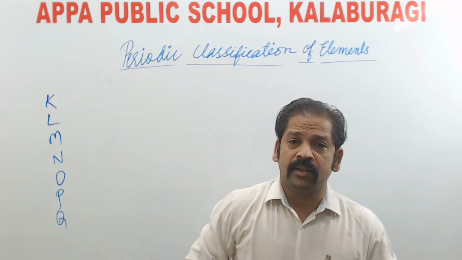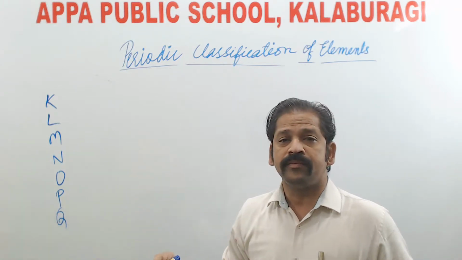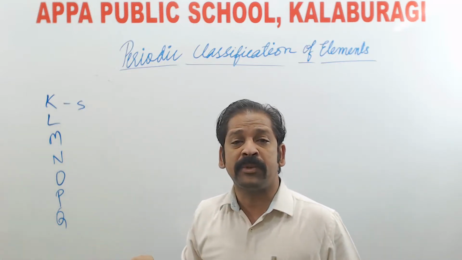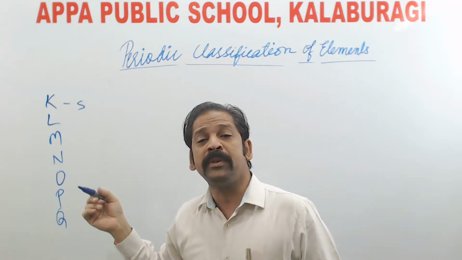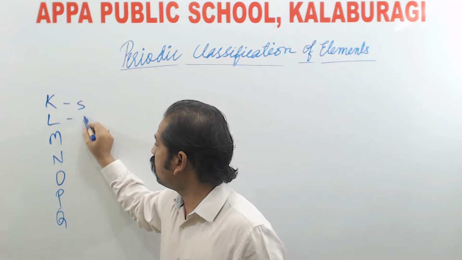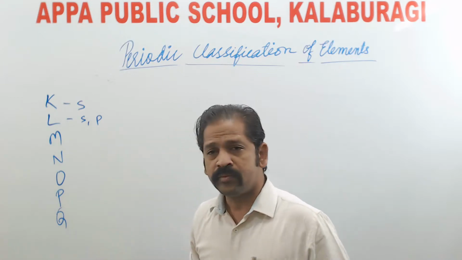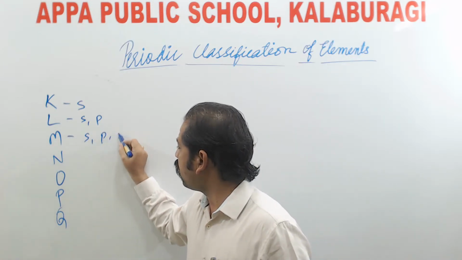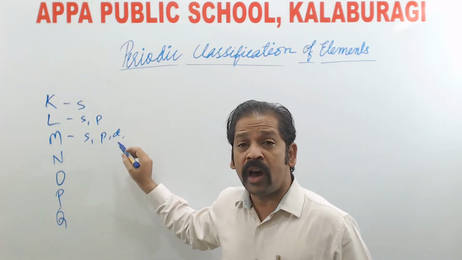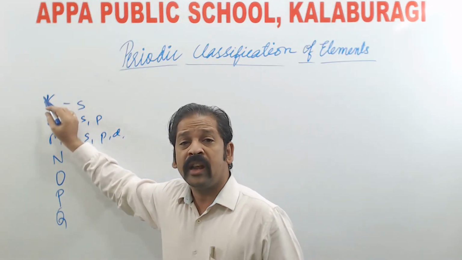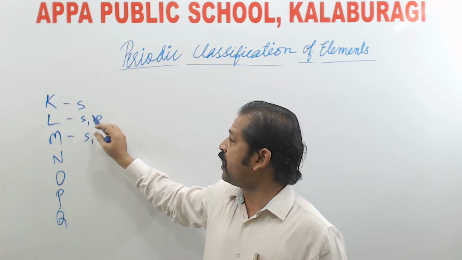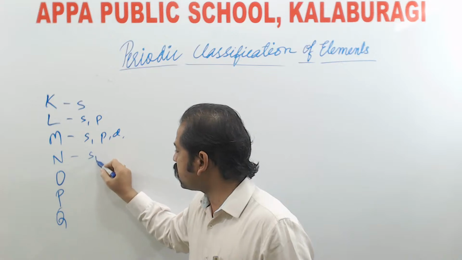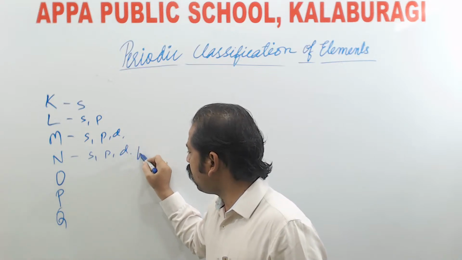Currently we are having 7 shells. The K shell has s as a subshell. The L shell has s, p. The M shell has s, p, d. These are shells, which are capital letters, and subshells are small letters. The N shell has s, p, d, f.